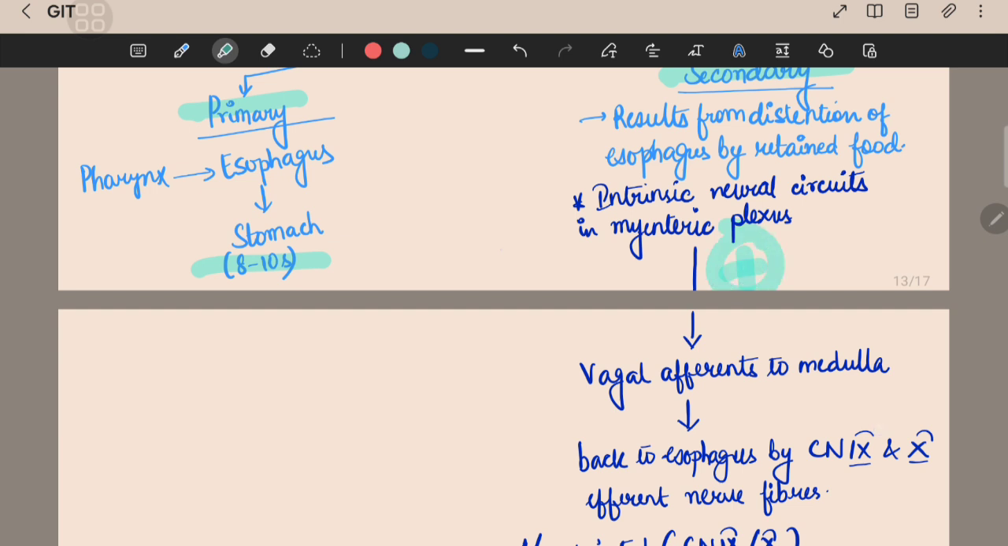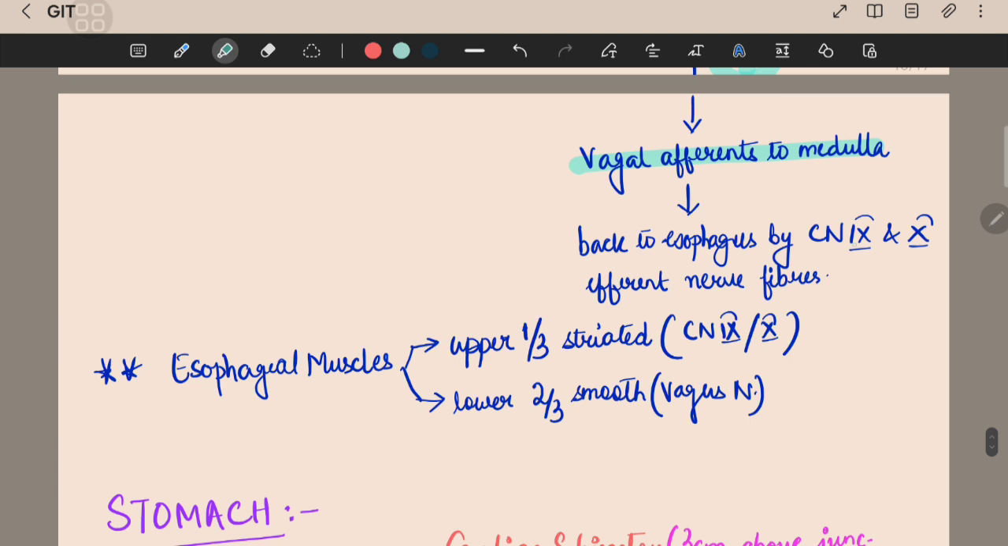There will be activation, and this activation will send afferents to the medulla via the vagus afferents, and again to the esophagus, that will be sent back by the cranial nerves 9 and 10. These are the efferent nerve fibers of the cranial nerves 9 and 10. So they will again send back the message, or the motor impulse, back to the esophagus like this.